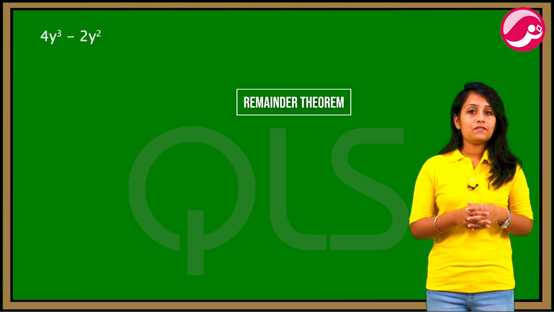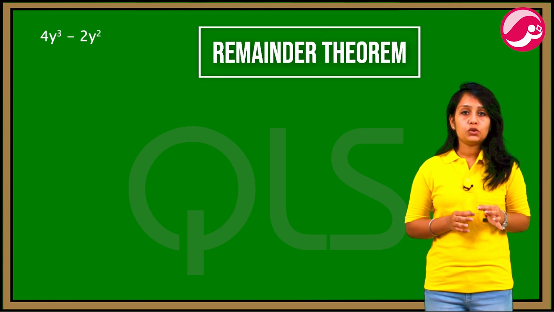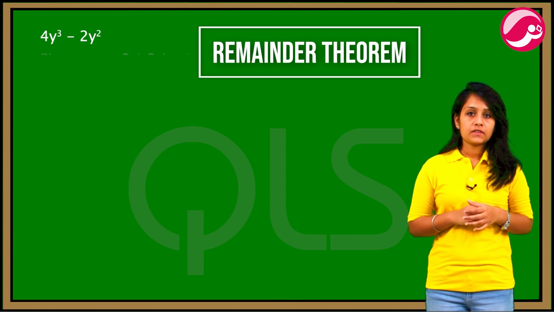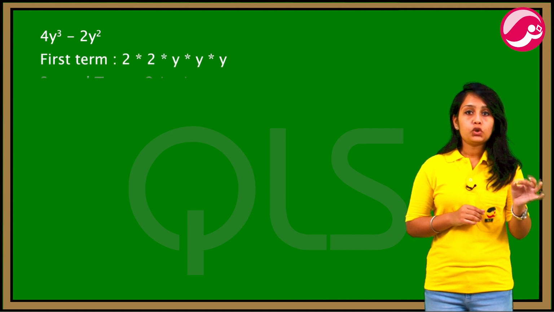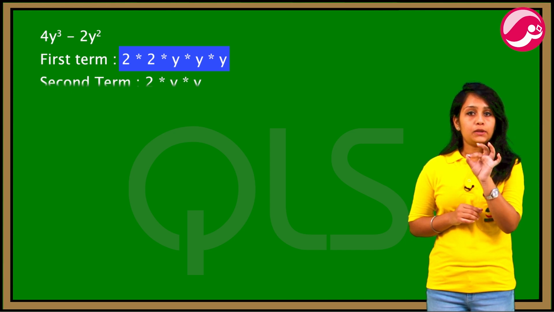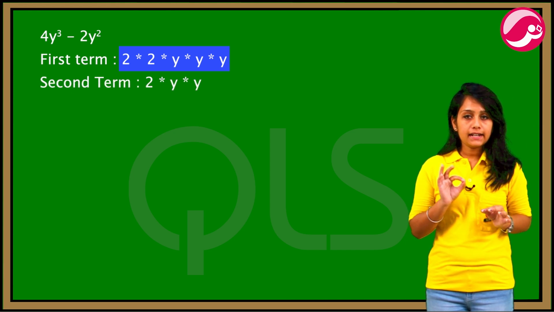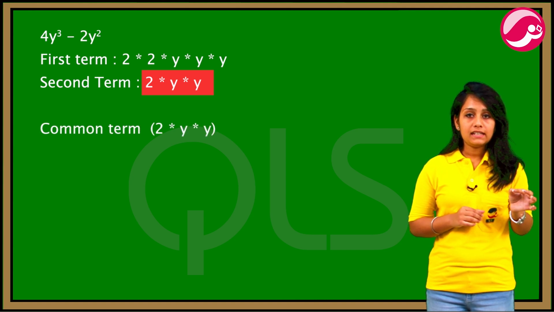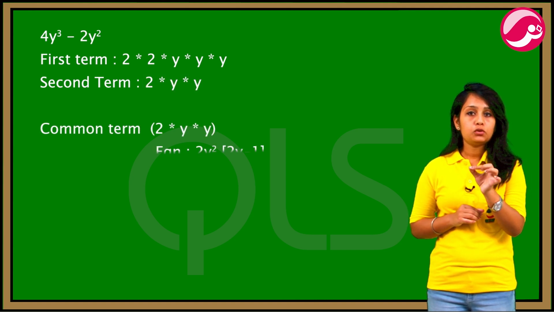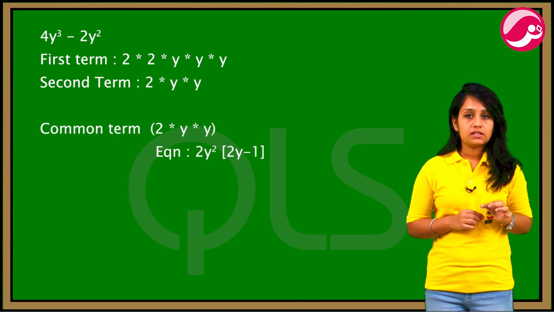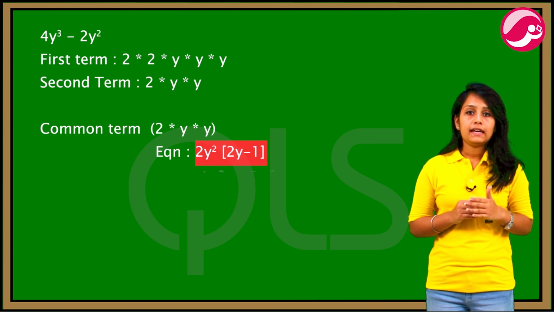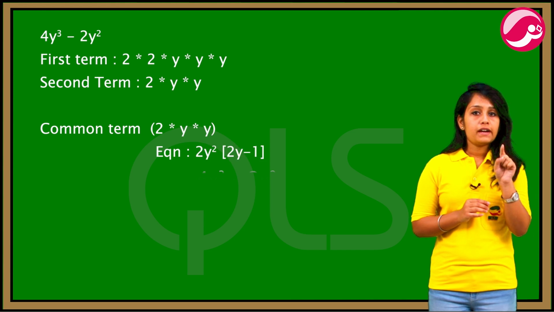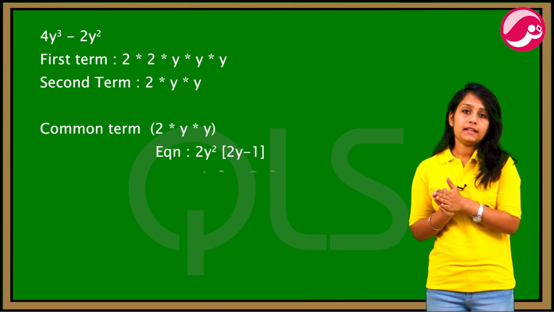Now suppose we have a polynomial 4y cube minus 2y square. Now we have to factorize it. So we write the first term as 2 into 2 into y into y into y and the second term as 2 into y into y. Now you can see we have 2 into y common in both the terms. So we can take it out as common and then compose the remaining expression. Doing so we get 2y square into 2y minus 1.